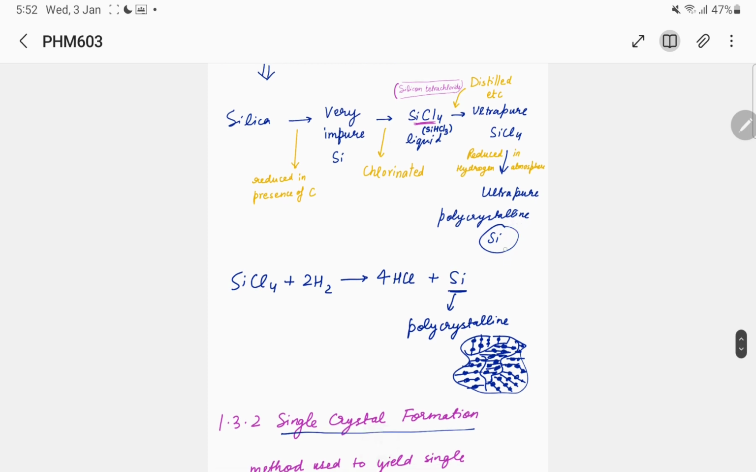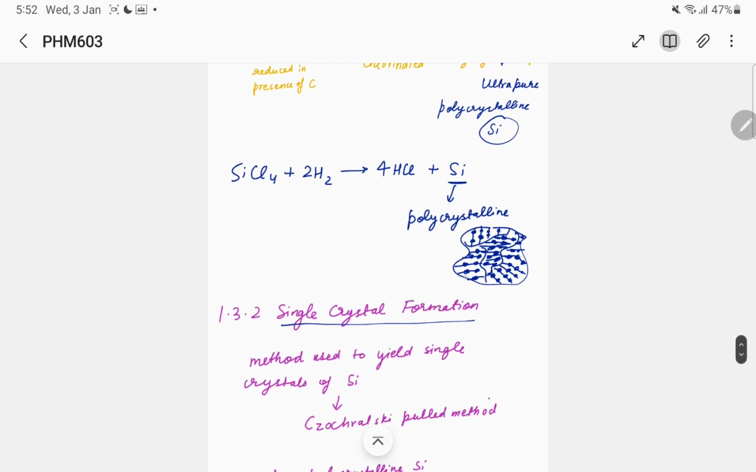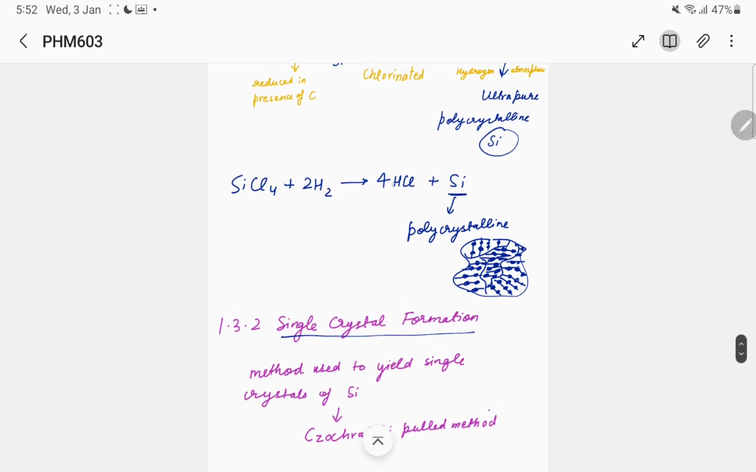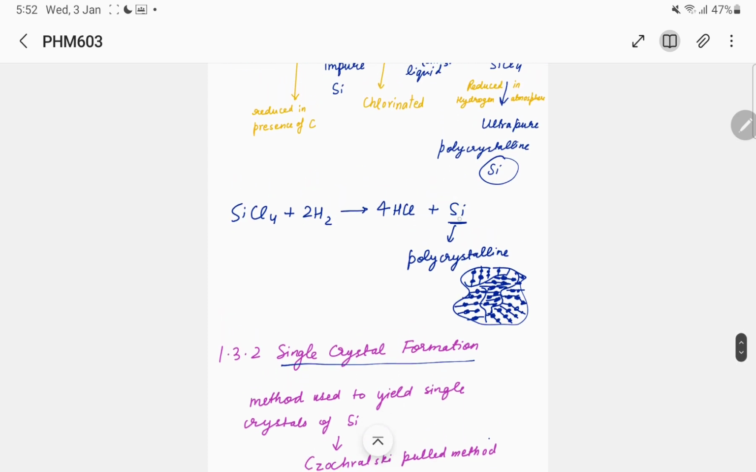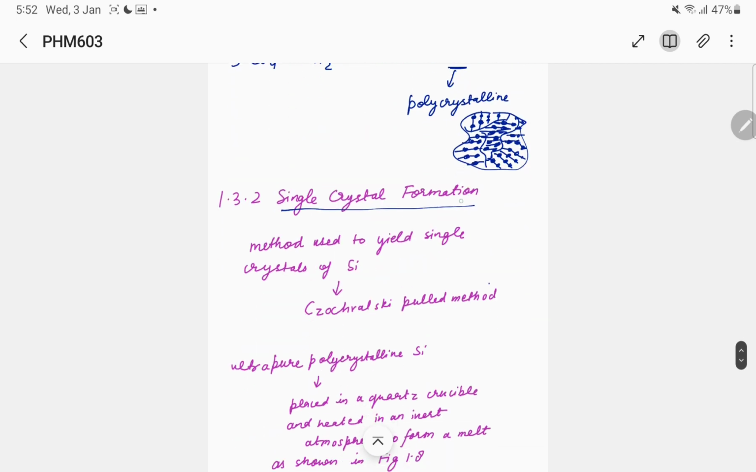Now notice that we have done all this process, but we have only got ultra pure polycrystalline silicon. So here also silicon is not purely crystalline in nature, but polycrystalline. In the last step we have SiCl4 plus 2H2 (hydrogen), and then we got 4HCl and silicon. So this silicon that we got is polycrystalline in nature.